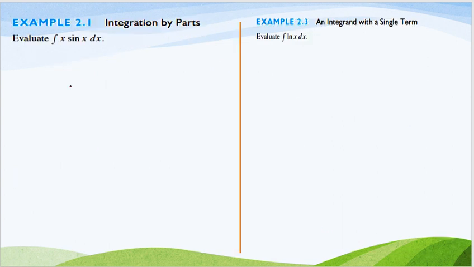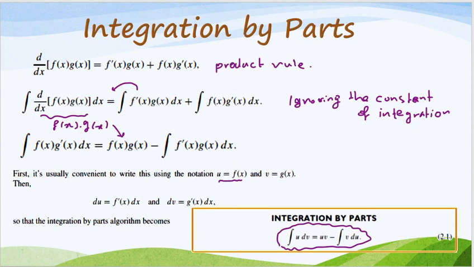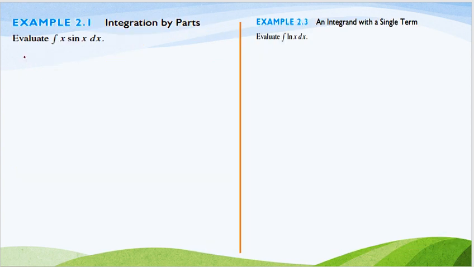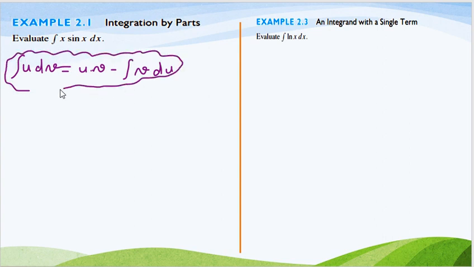For example, to solve this question: evaluate the integral of x sine x dx. The formula here: integral u dv equals u times v minus integral v du. This is the formula for integration by parts.